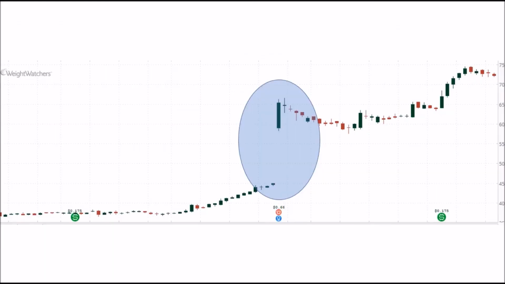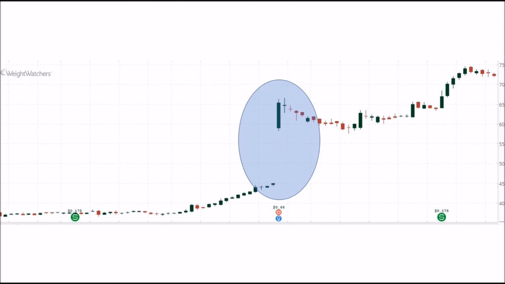Like here's the actual chart of Weight Watchers when I bought this call, and you can see it was trading around 45, and it shot up to almost, well, it did shoot up to 65 that day, and that's how I was able to make so much money. But if you notice, I didn't put any dates on this screenshot.